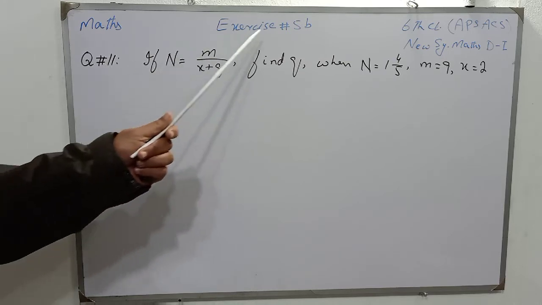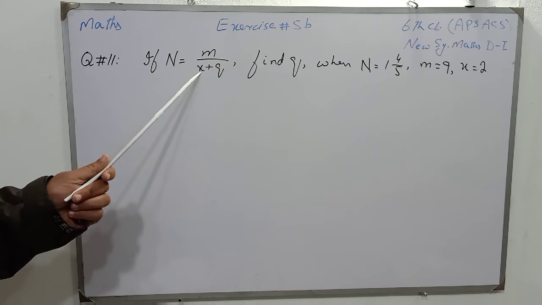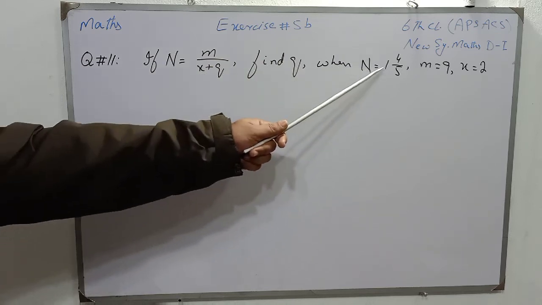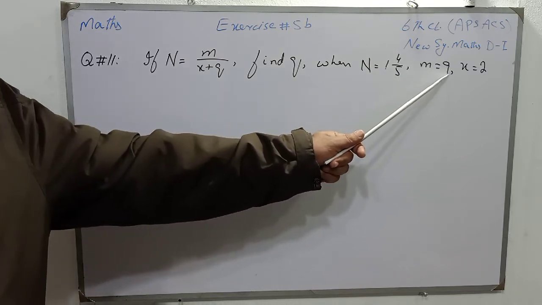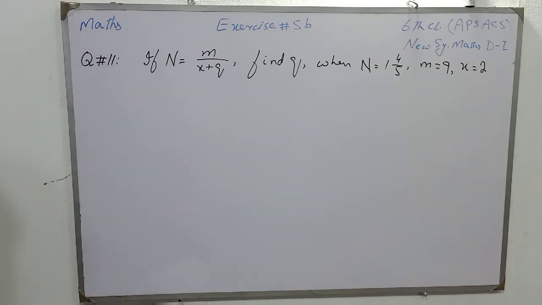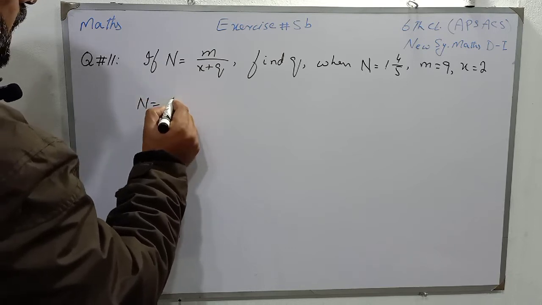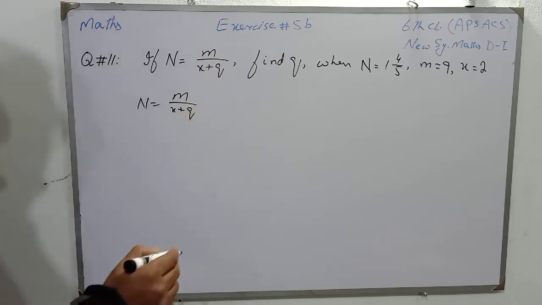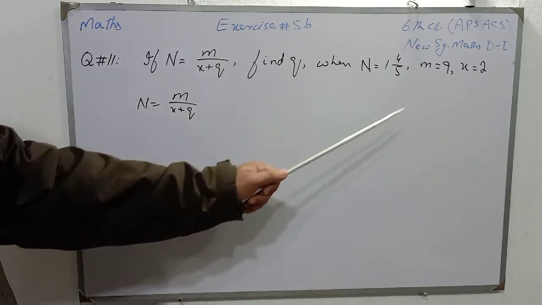Students, the 11th question of the same exercise is: if n is equal to m over x plus q, then find q, when n is equal to 1 whole number 4 over 5, m is equal to 9, and x is equal to 2. So first we will write the formula, and the formula is n is equal to m over x plus q.